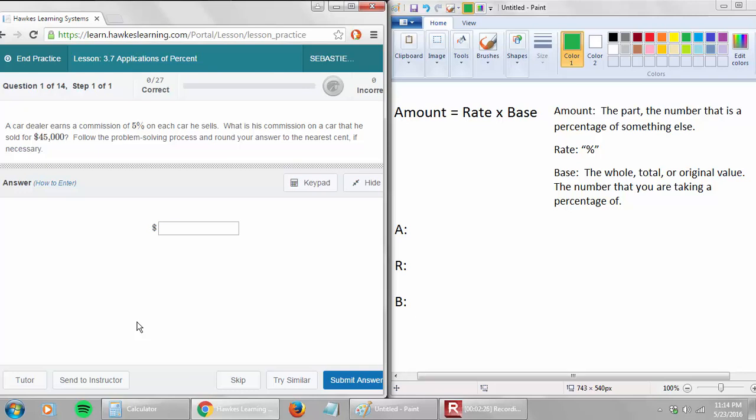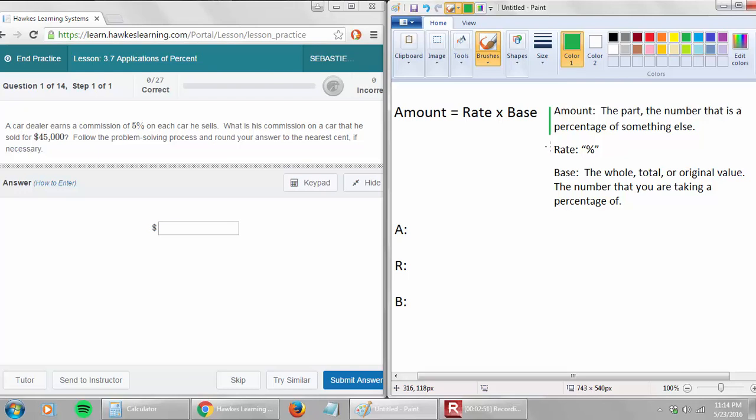Alright, so how do we deal with these percent word problems? Typically, each percent word problem is going to have three important numbers in it that you're going to want to pay attention to. The amount, the rate, and the base. So over here I have a little cheat sheet. The amount is the part. It's the number that's a percentage of something else. Usually it's the smaller number between the amount and the base, but not always.